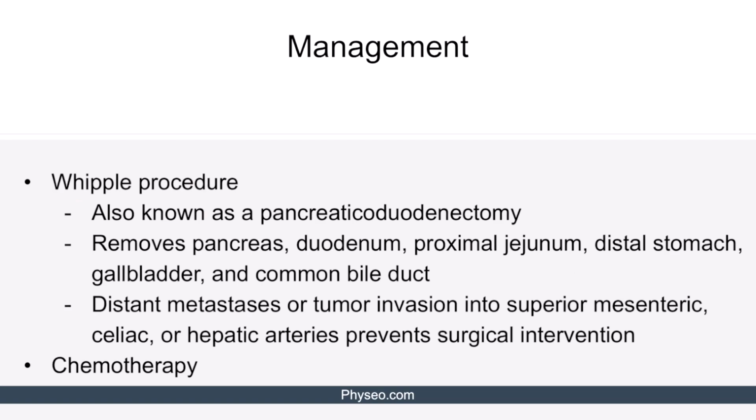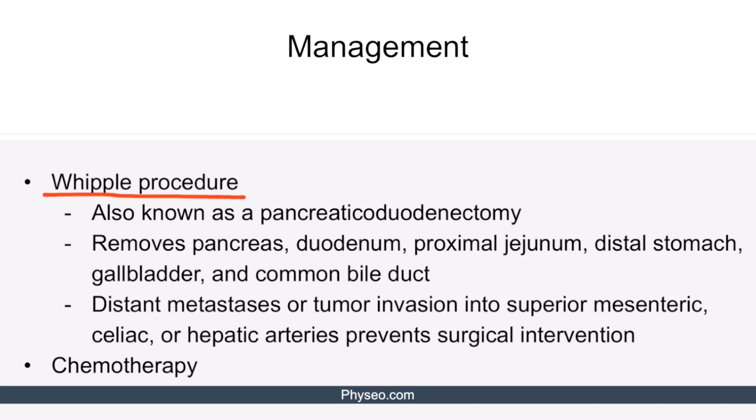Pancreatic cancer has a poor prognosis, but there are several options for treatment to try to extend survival. The first of these is a surgical procedure known as the Whipple procedure. This procedure is also known as a pancreaticoduodenectomy. This extensive surgical procedure removes the pancreas, duodenum, proximal jejunum, distal stomach, gallbladder, and common bile duct.